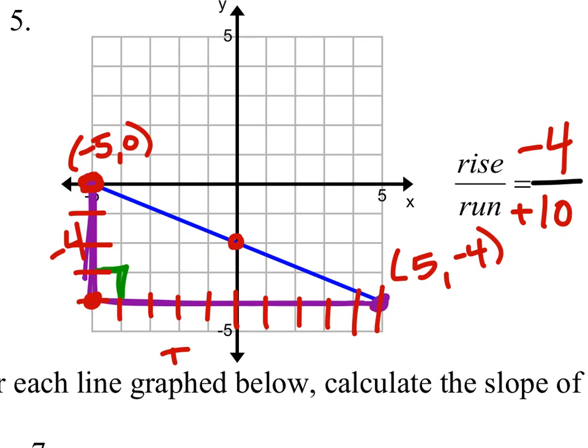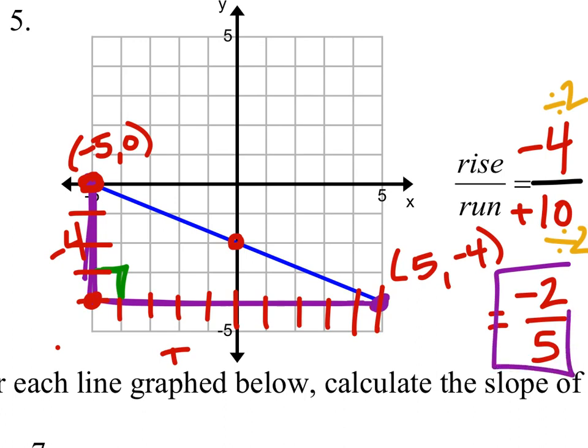We're good. All right. Well, this can be simplified, right? So negative 4 over 10, both these are even, so I can at least divide them by 2. Well, what's negative 4 divided by 2? Negative 2. 10 divided by 2? 5. There it is. That can't be simplified anymore, and we're done with that one.